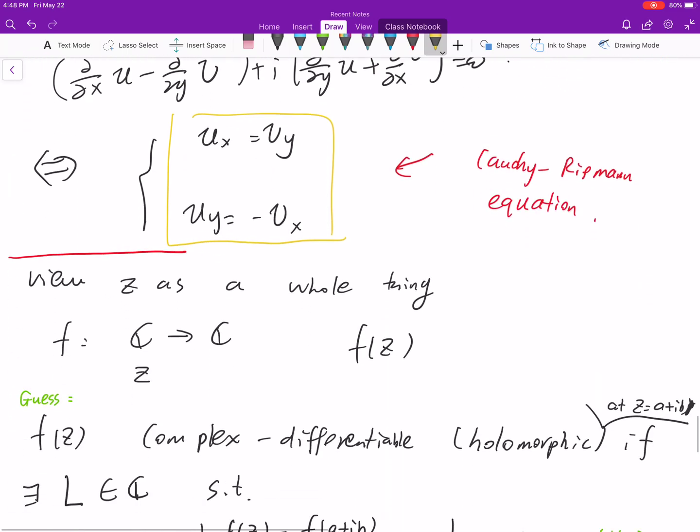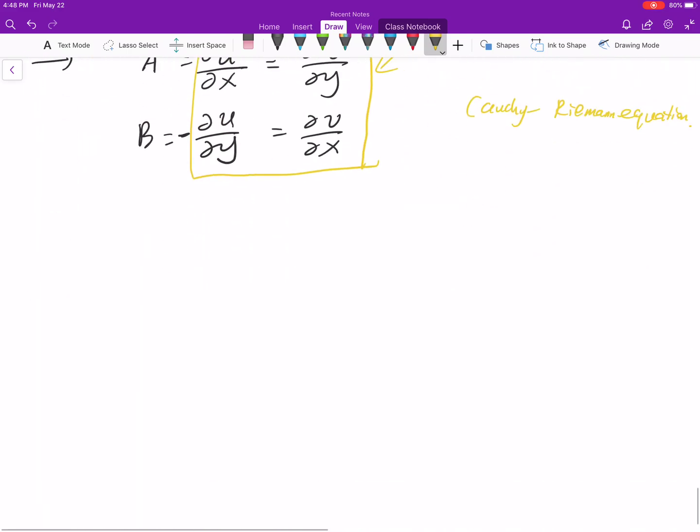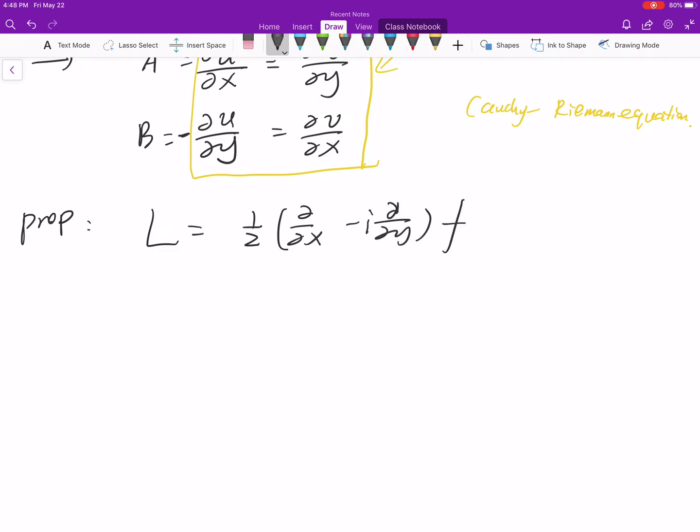So next time we will discuss more of this, and in particular, we will show that such L can be written down in terms of partial y f. Okay, we will stop here and continue next time.